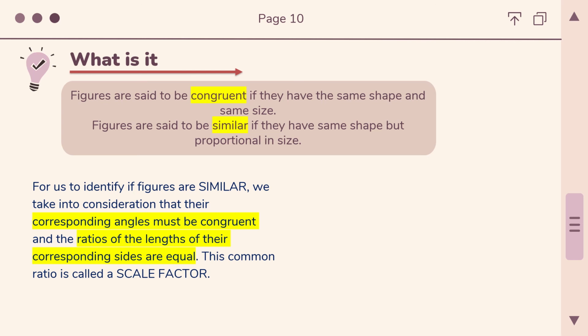And the ratios of the lengths of their corresponding sides are equal.